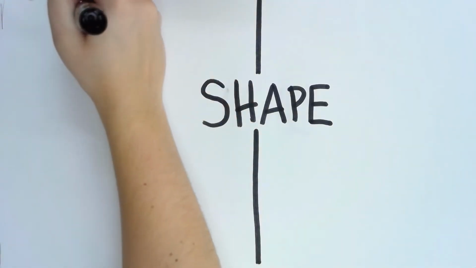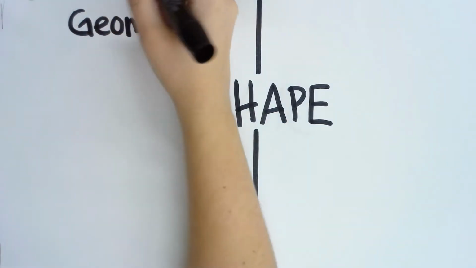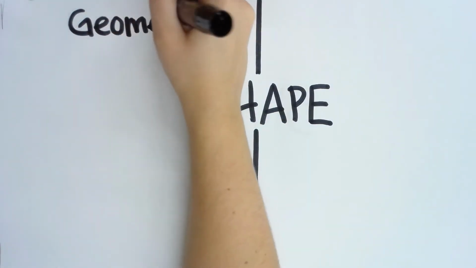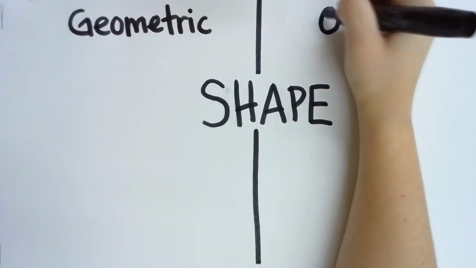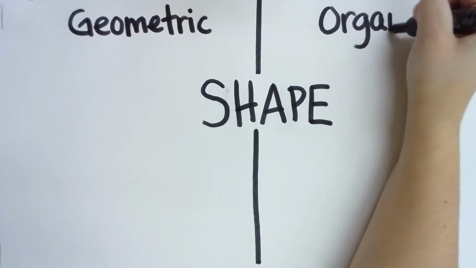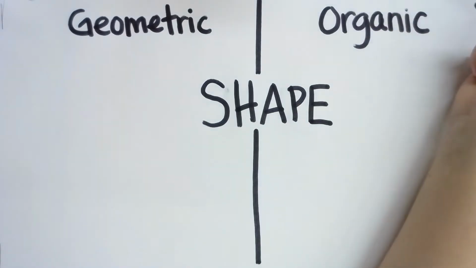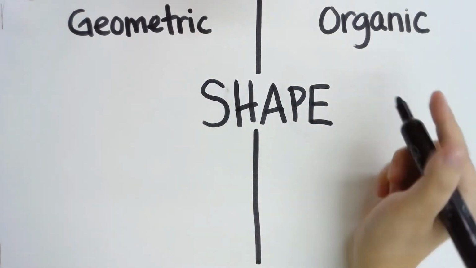We have our geometric shapes. Now, you might think that the word geometric kind of sounds like geometry, and you are correct. And then we have organic. And you may hear that at the grocery store every now and then, talking about a certain type of food being organic, and you're also correct there.